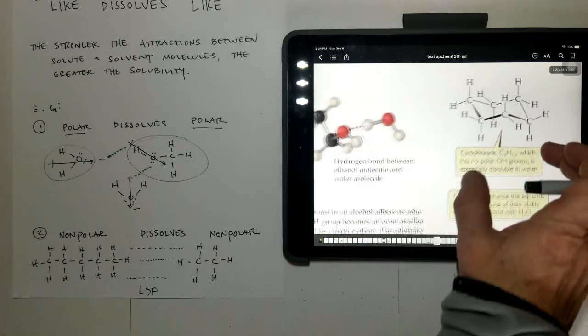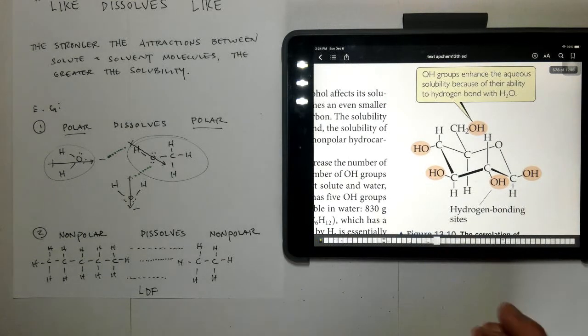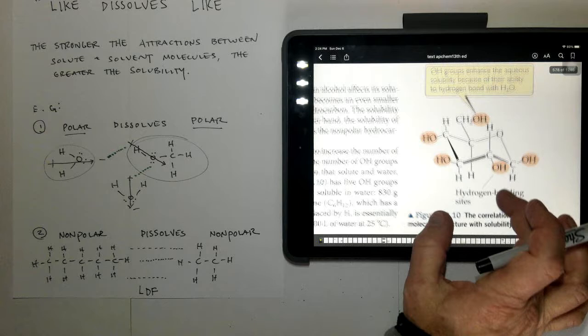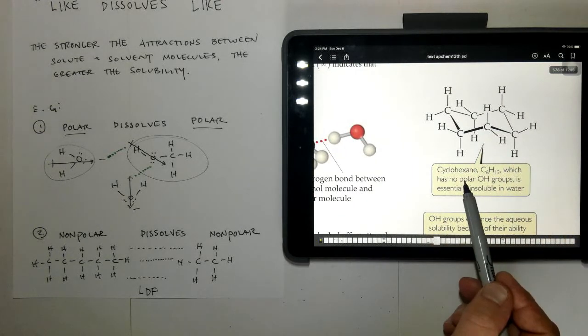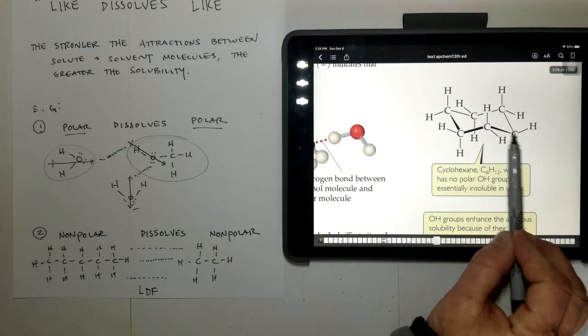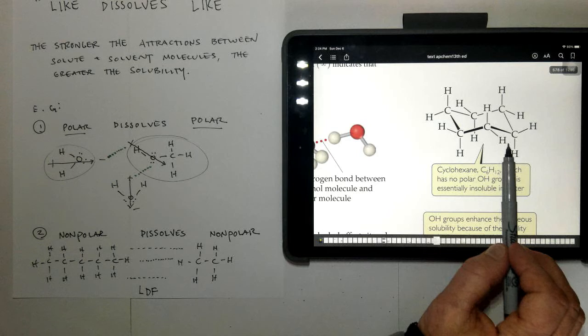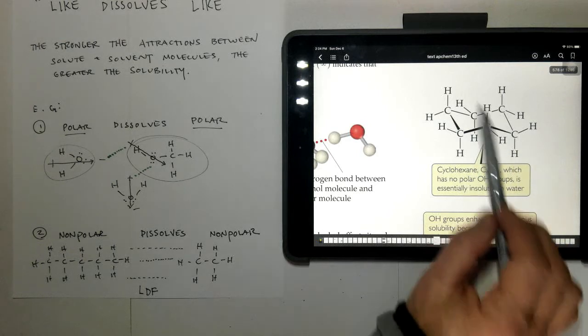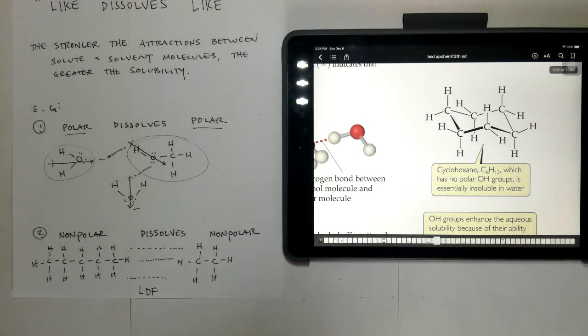Here's one more example. Here is a molecular structure of cyclohexane. So cyclohexane has 1, 2, 3, 4, 5, 6 carbons in a circle, and then it just has all kinds of hydrogens off of it. If you slice it any which way, as long as it's in half, you find out it's totally nonpolar.